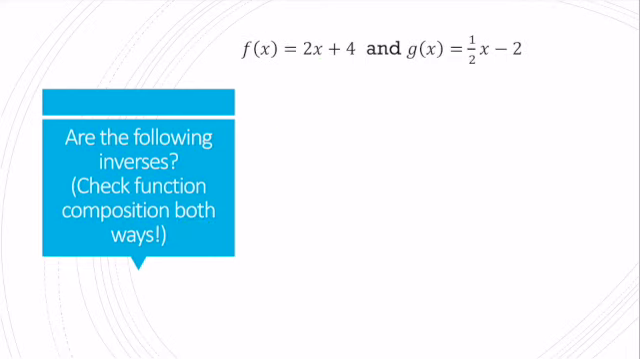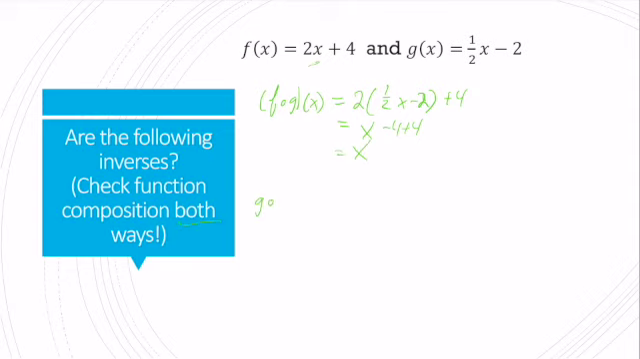Let's try one more. I'm going to take f composed with g of x. So we plug in g of x in for x in f. So I have 2 times 1/2 x minus 2 plus 4. That gives me x minus 4 plus 4, which is x. Okay, I need to check the other direction.